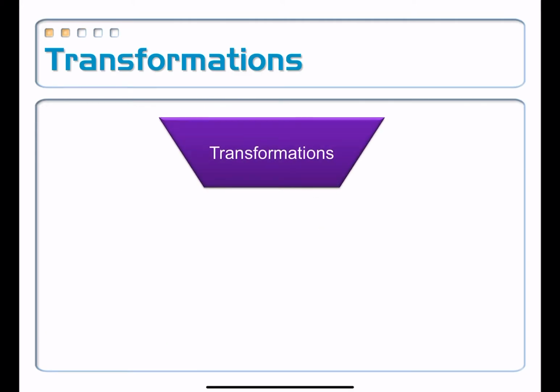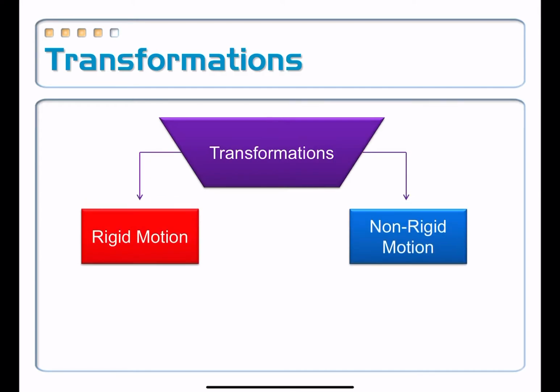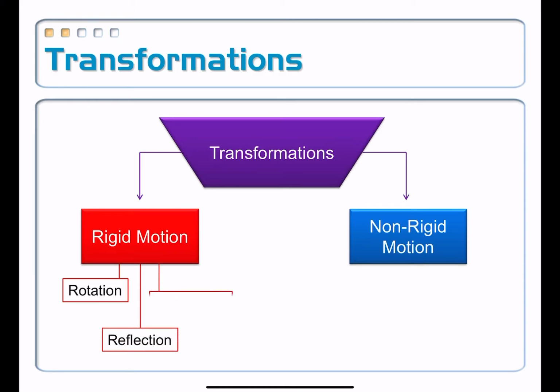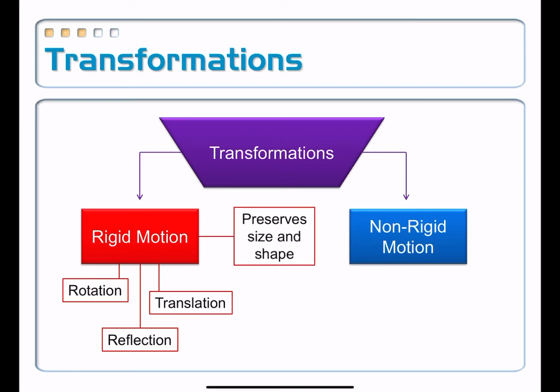So again, when we were talking about transformations, we broke those things up into 2 separate categories, the ones that were rigid motions versus ones that were non-rigid. The rigid ones, we've done extensive work on rotations, on reflections, and translations, both in and out of the coordinate plane. And the main thing about rigid motions, of course, is that they preserve the size and the shape of your figure. Your image and your pre-image are congruent to each other.